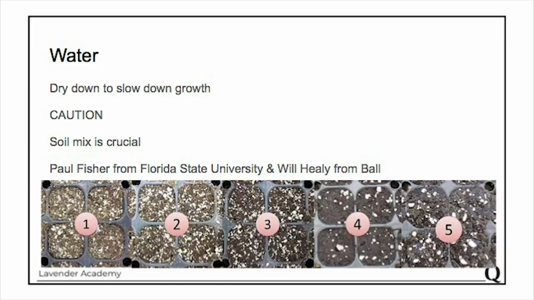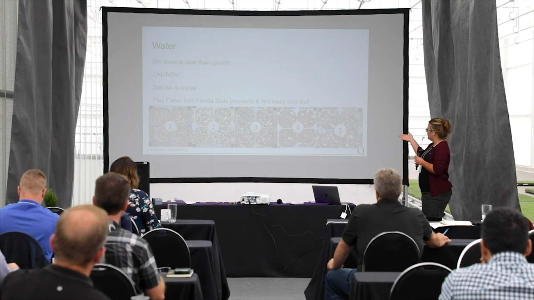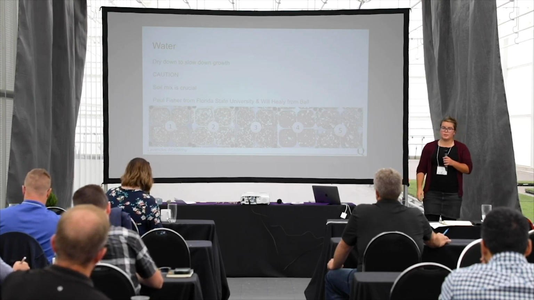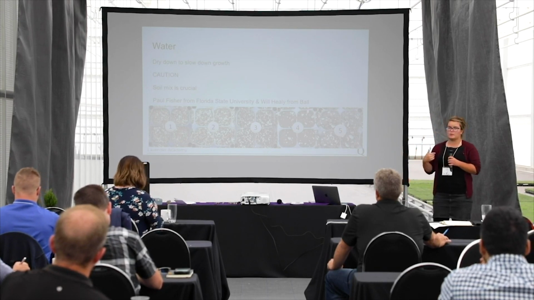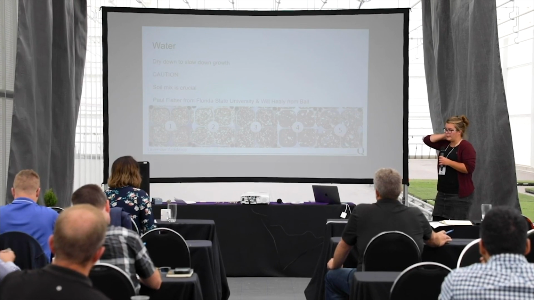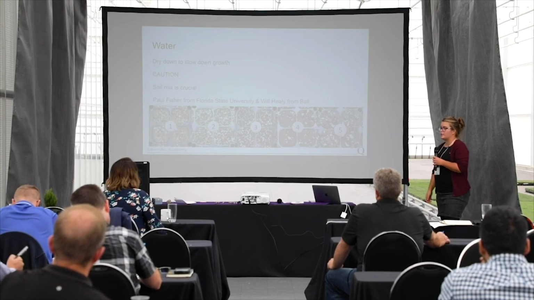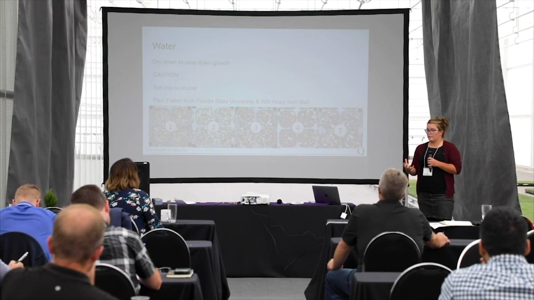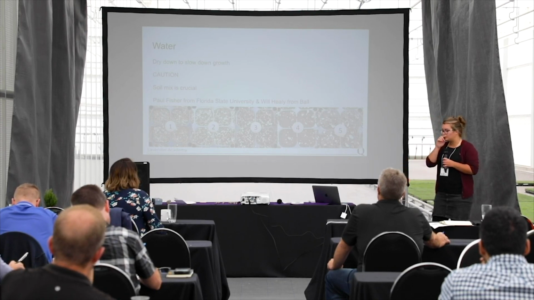We use water as a method to slow down our growth. We'll dry down our plants to level 2 or 3 on this scale, which we referenced from Paul Fisher from Florida State University. We found this scale in Back Pocket Grower, and Will Healy from Ball also taught us this several years ago when he visited. So we're aiming to keep our lavender between 2 and 3 on the moisture scale. If we're at 4 or 5, it's oversaturated. We don't want that much moisture in the soil. If it's at 1, you run the risk of damaging your plants.